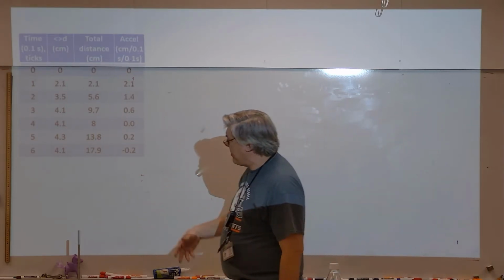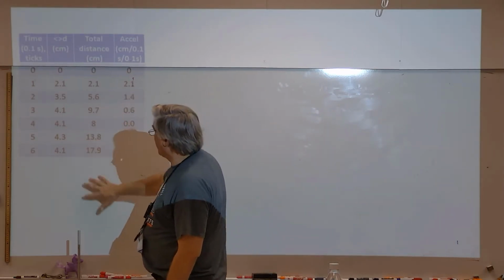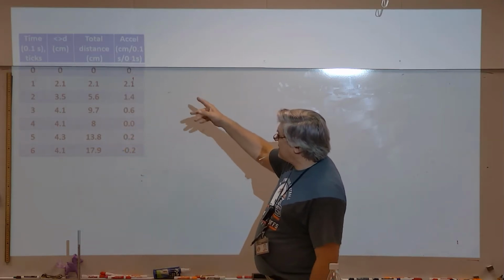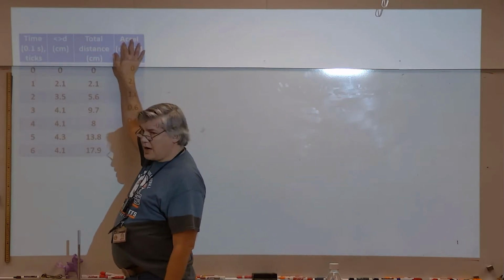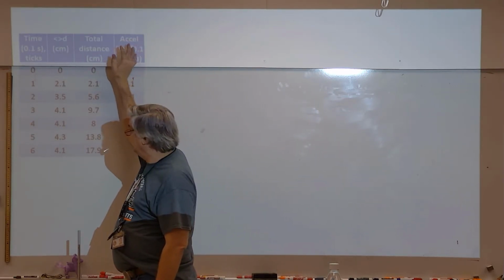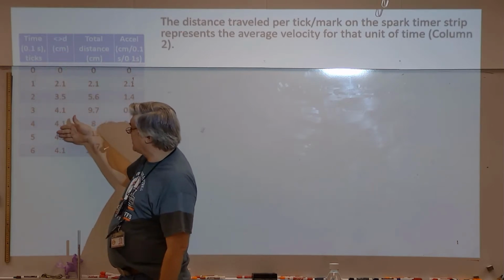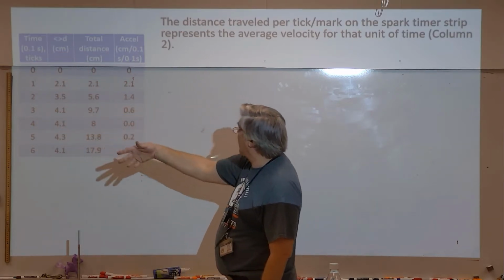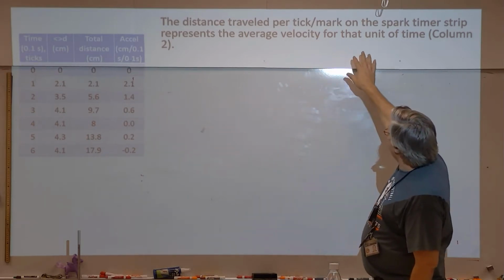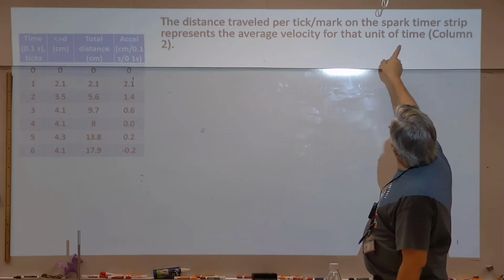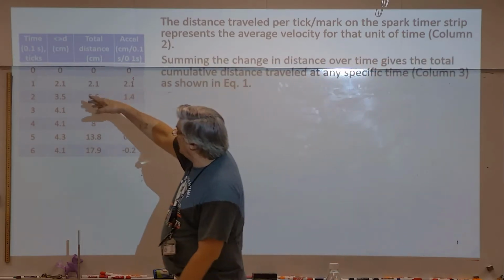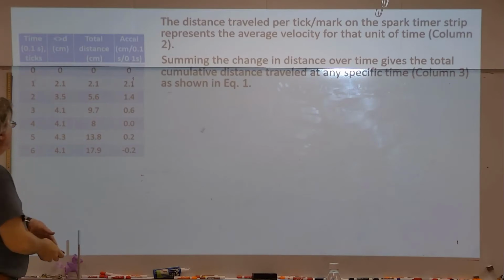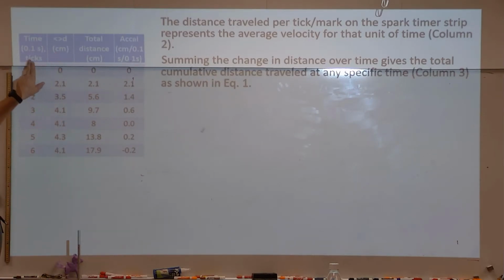I only made up the first 6 points, so that I have room to write over here. But let's pretend that this is your dune buggy data. Now remember, this column wasn't on there. We had to kind of add that. So we only really had this column and this column for calculations, or for data collection, and we calculated the others. So the distance traveled per tick mark on the spark timer strip represents the average velocity for that unit of time in column 2, right? Delta D, change in time per tick, so that's that.